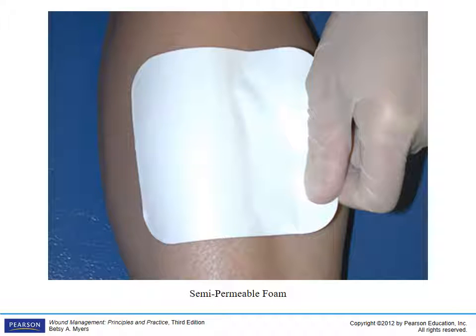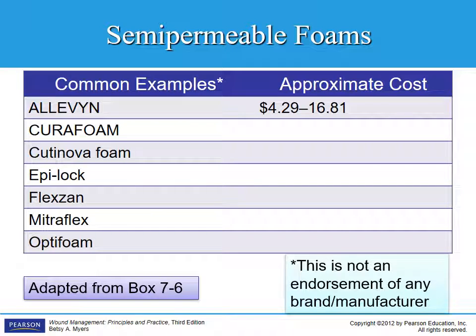There's an example of a semi-permeable foam. You cannot see, okay, so the part you're seeing obviously is the hydrophobic side. The hydrophilic side is on the other side next to the wound bed. So just think of when you see this, you think, well, it doesn't look like a foam. That's because you're seeing the hydrophobic side. This is a side that's going to not allow water in or fluids in. Here's some examples, some names, and the approximate cost.